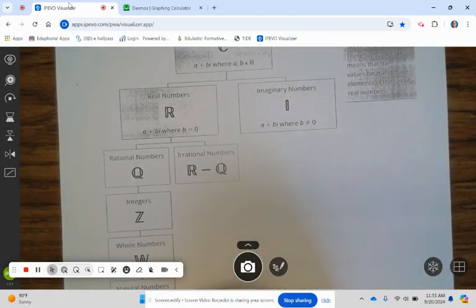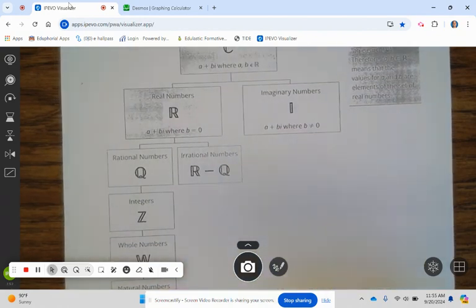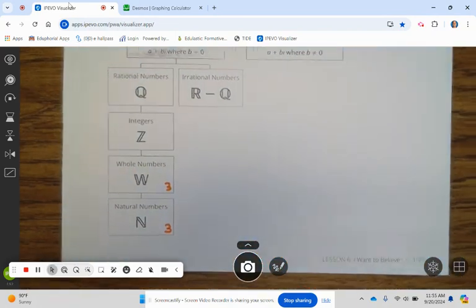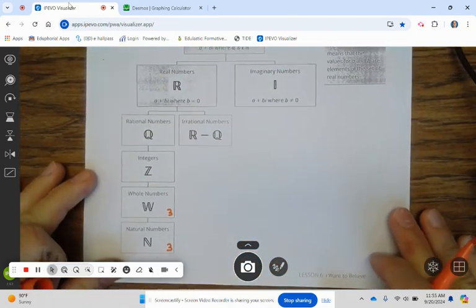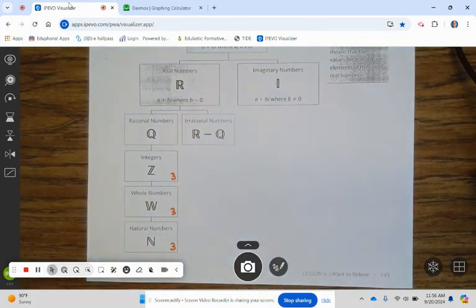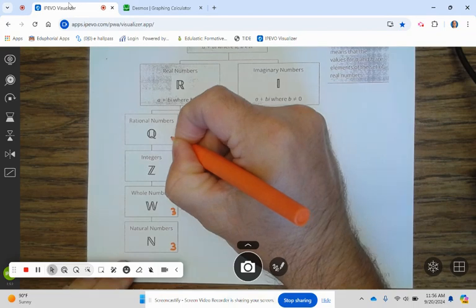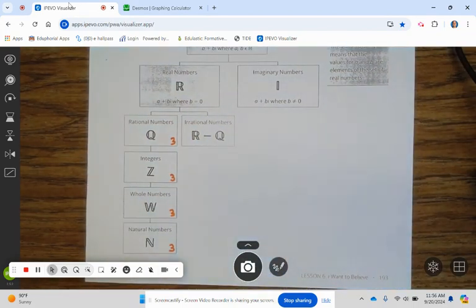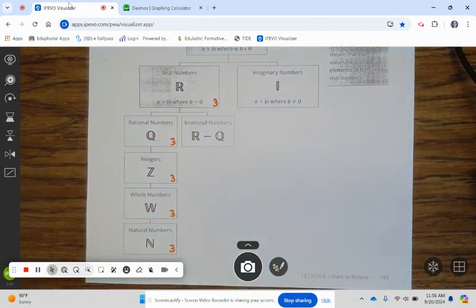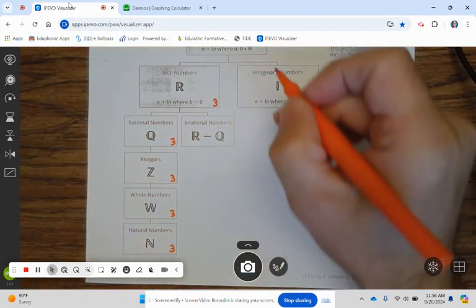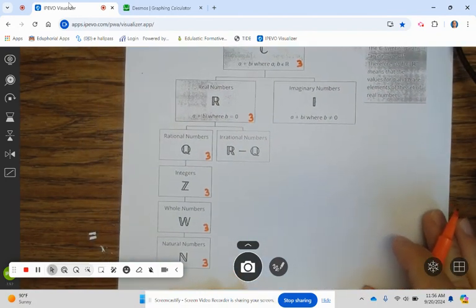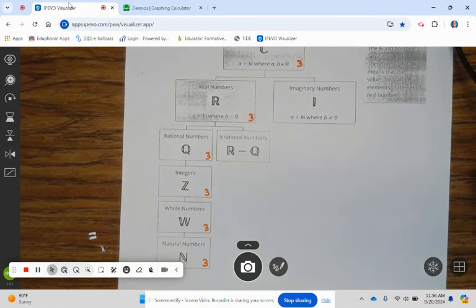So 3 is a natural number. It's a whole number. It's an integer. It's a rational number. It's a real number, and it's also a complex number. Okay?